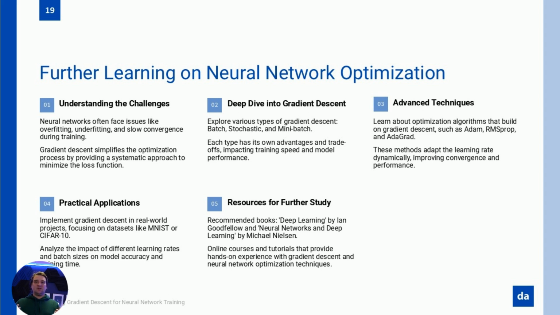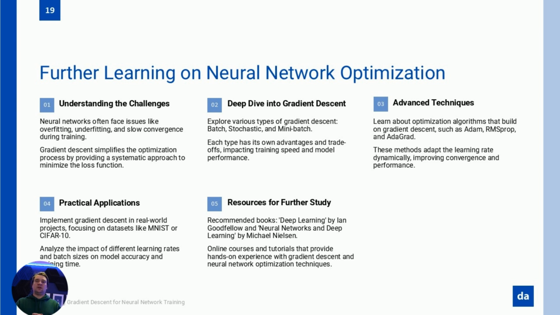Gradient descent is just one piece of the puzzle. If you want to take your skills to the next level, it's time to dive deeper into the world of neural network optimization. So, where do you go from here? Let me guide you. First, revisit the challenges we've discussed. Overfitting, where your model performs too well on training data but struggles with new data. Underfitting, when your model doesn't learn enough to make accurate predictions. And slow convergence, which tests your patience and resources.